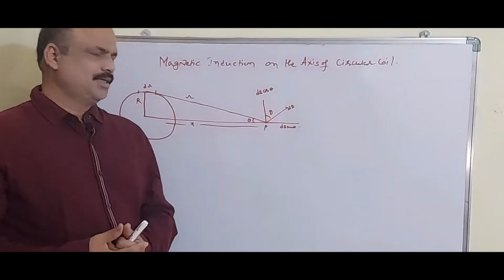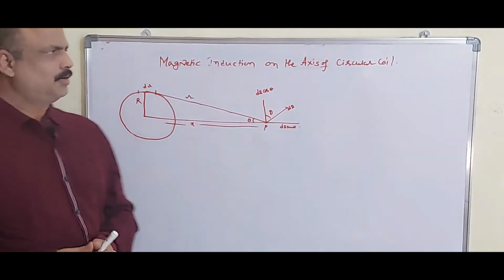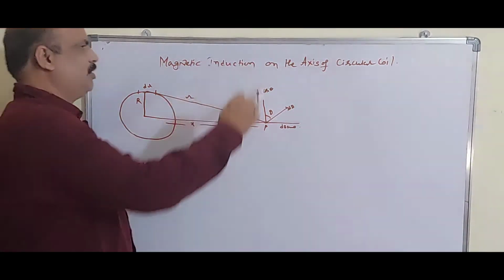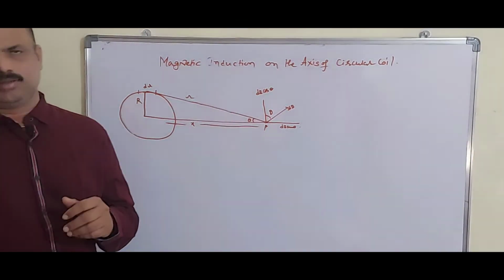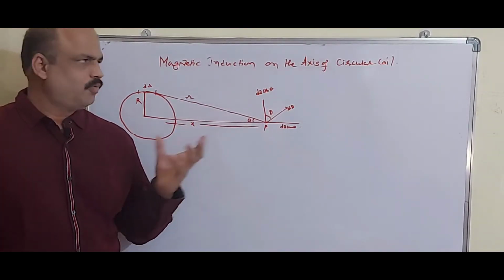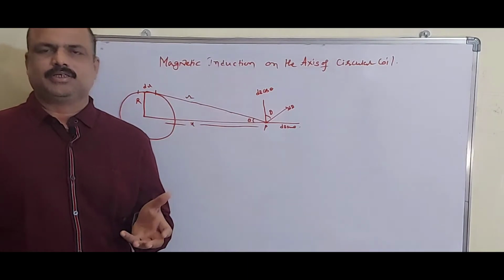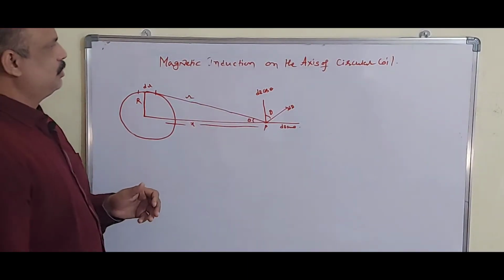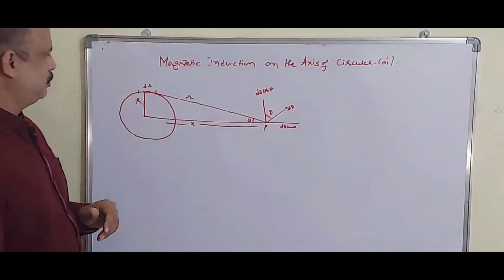Let us discuss another important IPU question: magnetic induction on the axis of the circular coil. This is very important in moving charges and magnetism. Earlier we discussed the Biot-Savart law. That is very important. After that, this question is very important.